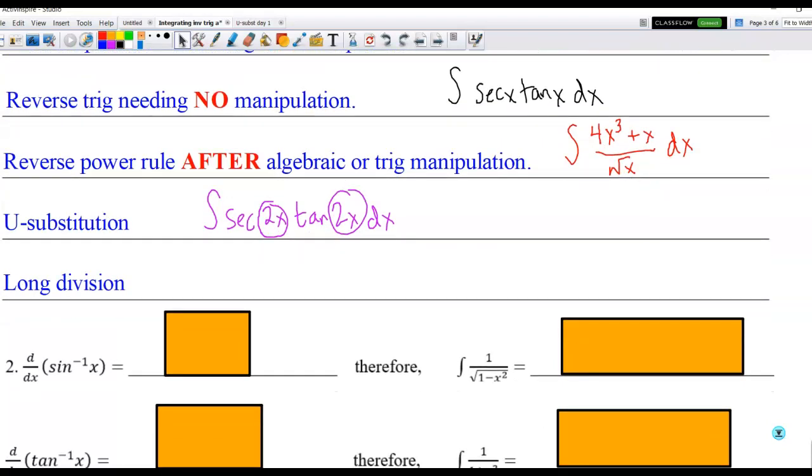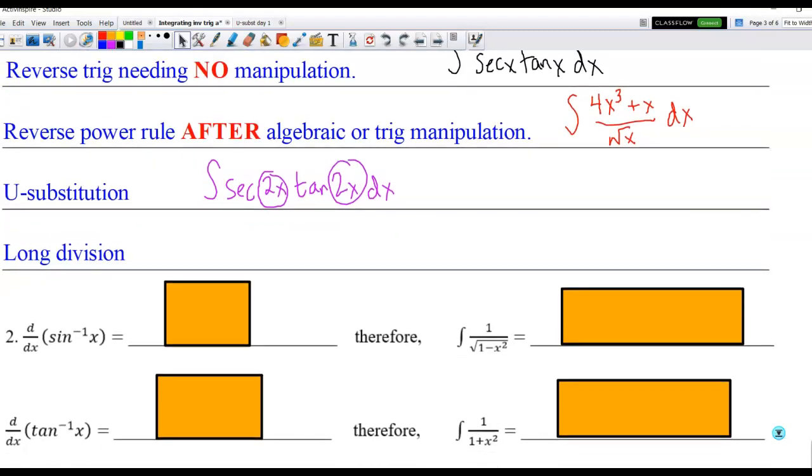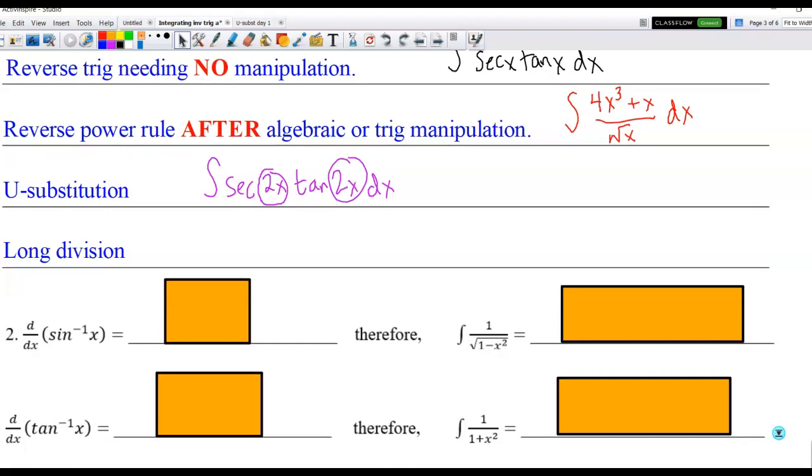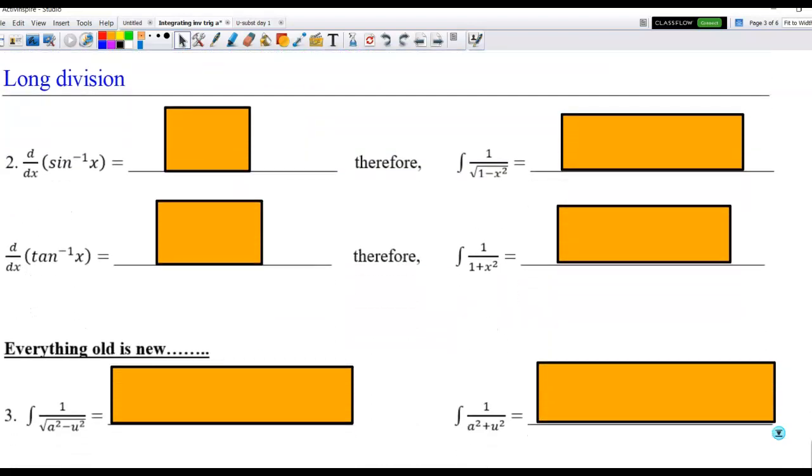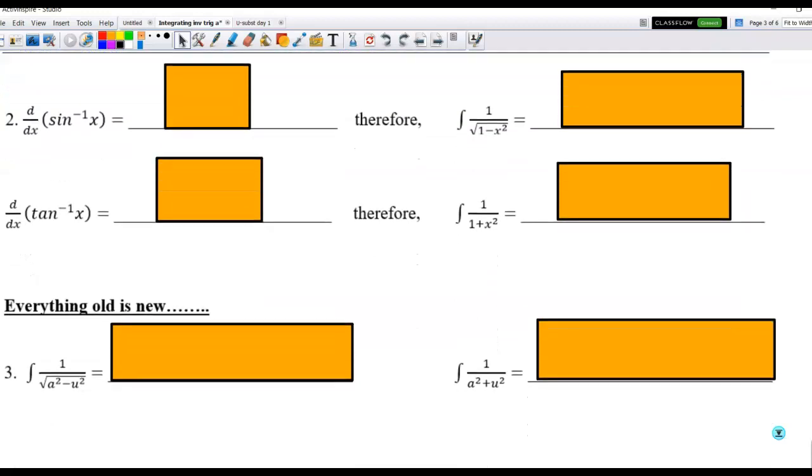We've also seen long division, although long division is an algebraic manipulation, and we think about long division if the power or the degree in the numerator is greater than the degree in the denominator. And then that might lead us to a normal situation, or it might lead us to u substitution. All right, so let's look at what we're going to introduce now.